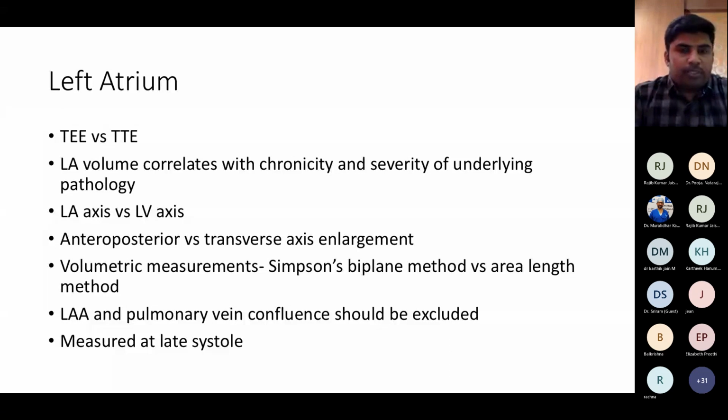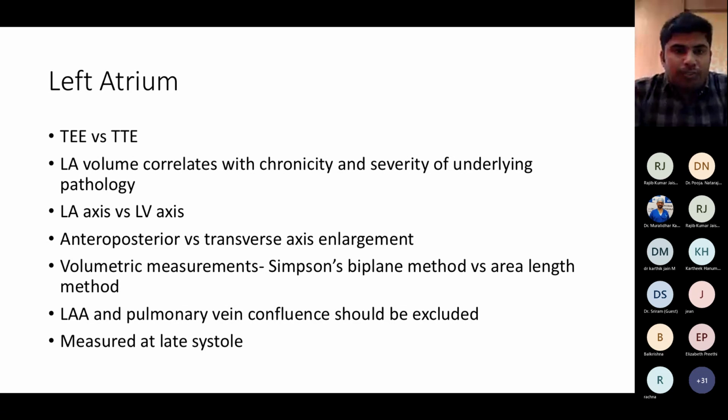So linear measurements are not useful. Volumetric measurements are useful for quantifying the left atrium. All the guidelines are based on the volume of the LA. The volume can be measured by using Simpson's biplane method or the area length method in the four-chamber view and the two-chamber view. While measuring the volume, the left atrial appendage and pulmonary vein confluence should not be included. Since the left atrium has a maximal volume at end systole, just before the mitral valve opening, all the measurements should be timed to the end systole.